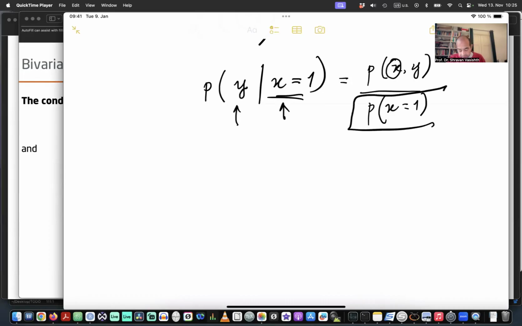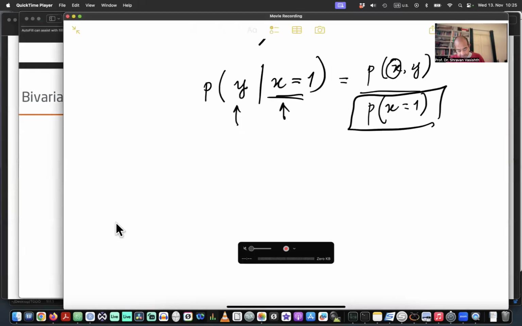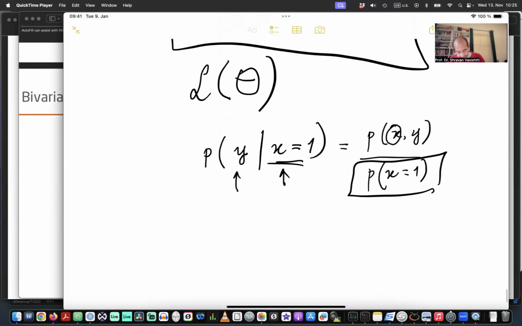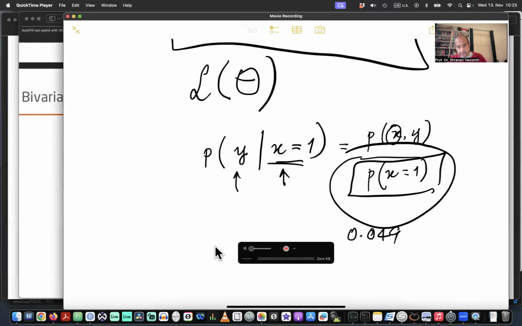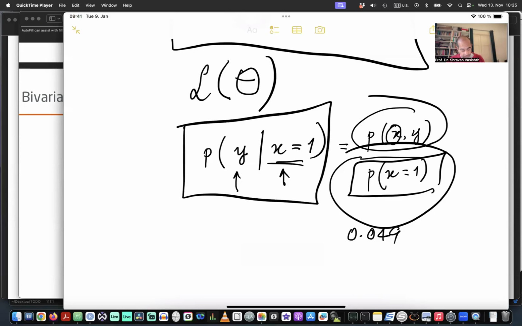This we had computed earlier. If you remember, when I computed the marginal distribution, where's my table? Let's go back. Yeah, here. I know what the marginal distribution of x is when x is equal to 1. So that will be in the denominator. That will be in this denominator here. It will be 0.049, was it? What was the number? Yeah, 0.049. That would be in the denominator here. And I just need to figure out what to put in the numerator. And when I figure that out, I will know the conditional probability of y given x equal to 1.